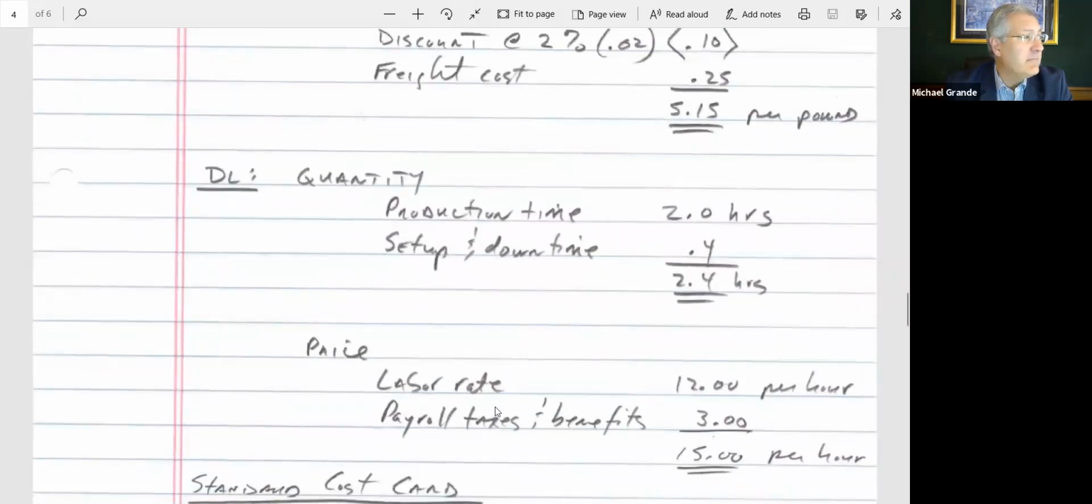Let's take a look at direct labor. The direct labor quantity, that is the hours. It says it takes 2 hours per unit. Setup and downtime, 0.4 hours. Quantity assumption is 2.4 hours. The price or the rate, the labor rate is $12 per hour. Payroll taxes and benefits are $3 per hour. The price assumption, the rate assumption is $15 per hour.